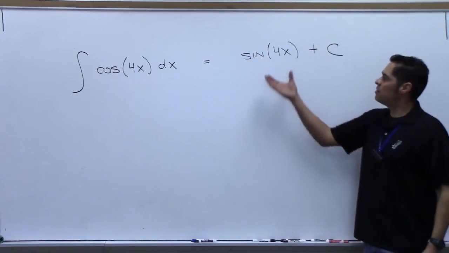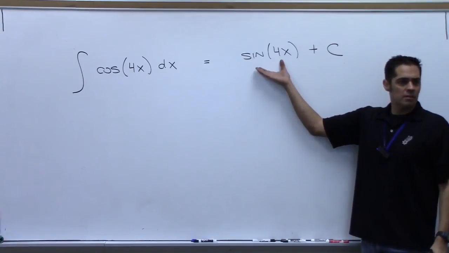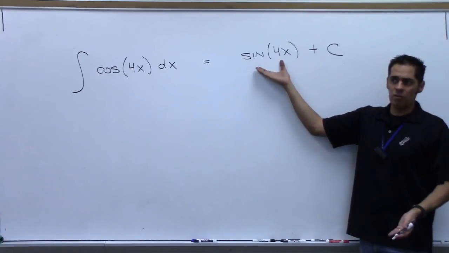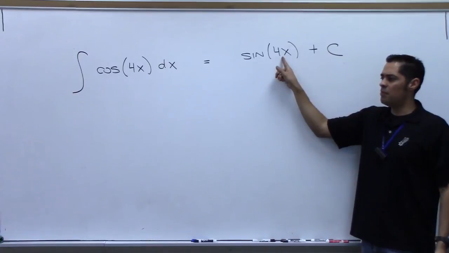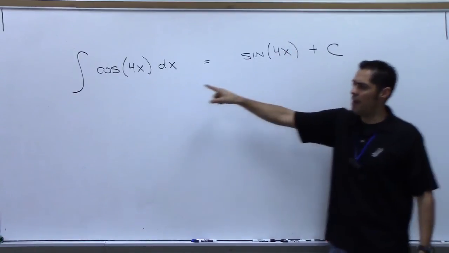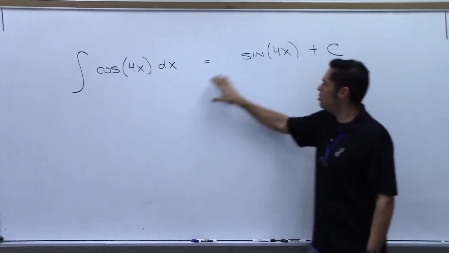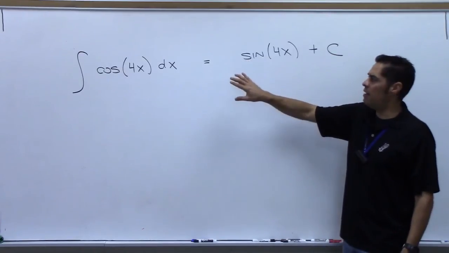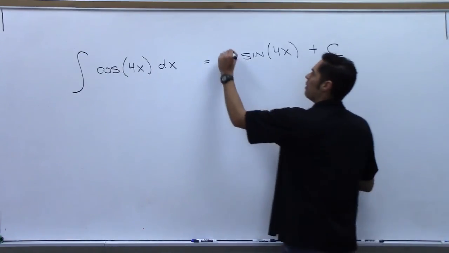Because what's the derivative of this? Cosine of 4x. But then chain rule, you would have to take the derivative of what's inside, which would give you what? A 4, and you don't have a 4 over here. So what should I do over here to account for it? Put a 1/4 out here.